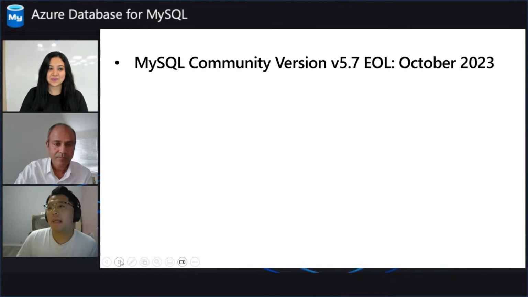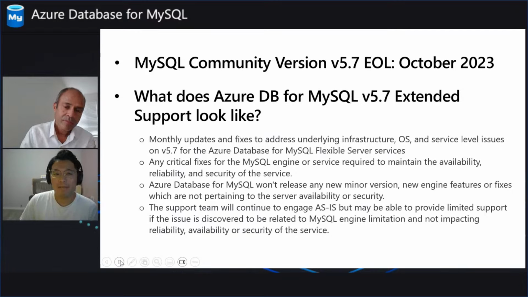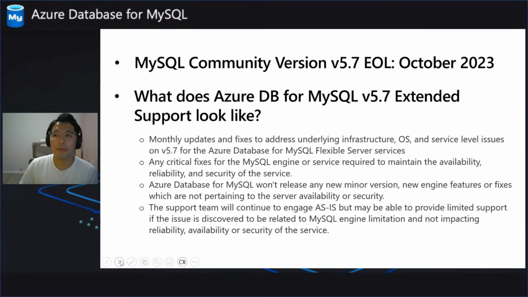So as we all know, Oracle announced the end of life support at October 2023. So Azure will provide extended support. And what does the extended support look like? We will still provide monthly updates and fix issues to address the underlying infrastructure, OS, and service level issues for version 5.7. And we will still provide critical fixes for our MySQL engine or service required to maintain the availability, reliability, and security of the service.